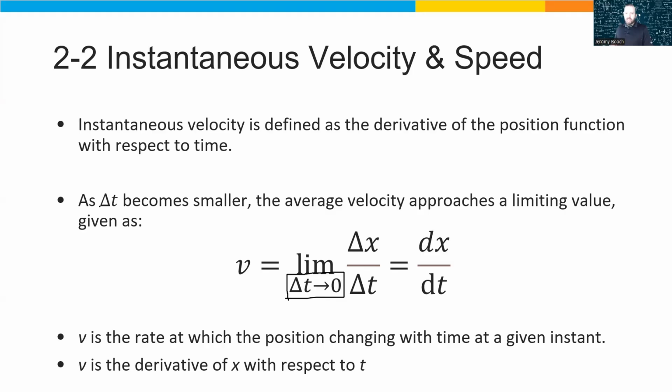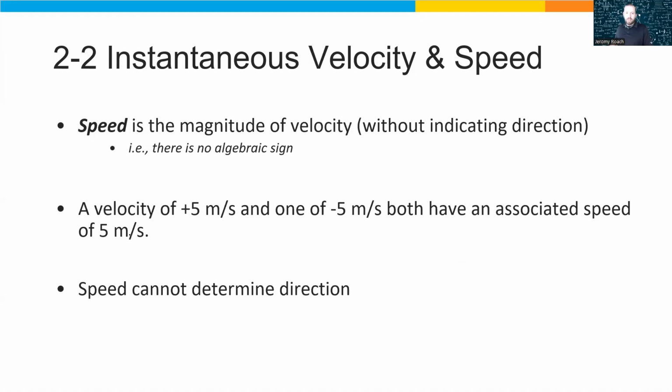So as our change in time becomes smaller, the average velocity starts to become less and less of an average velocity and more of an exact velocity at a certain time. All right, so the next part is speed, and that's the magnitude of velocity. Speed, again, does not have anything to do with direction, so speed is always going to be positive.